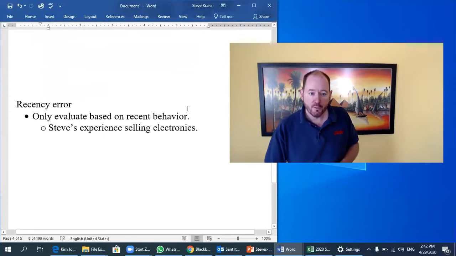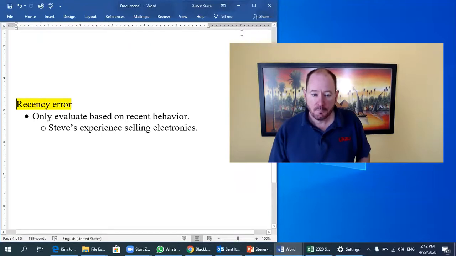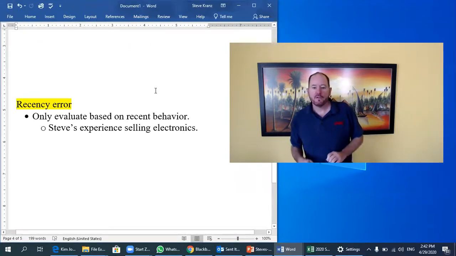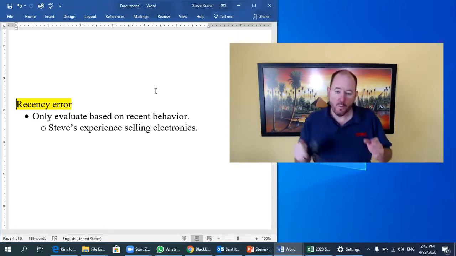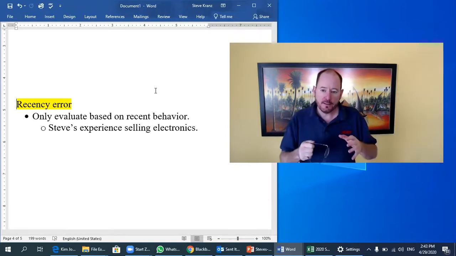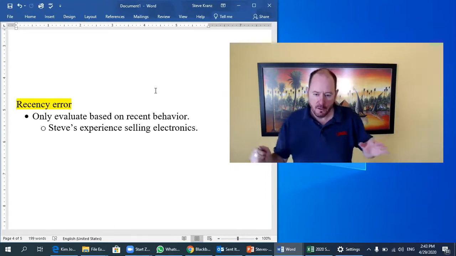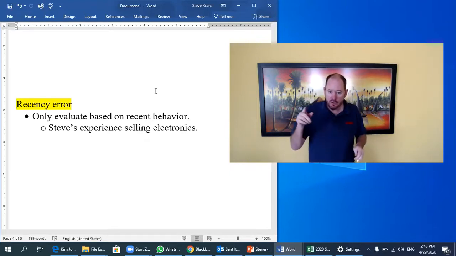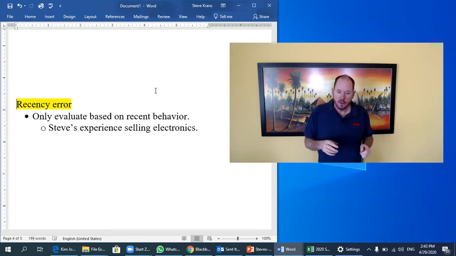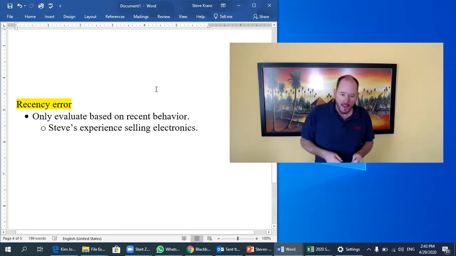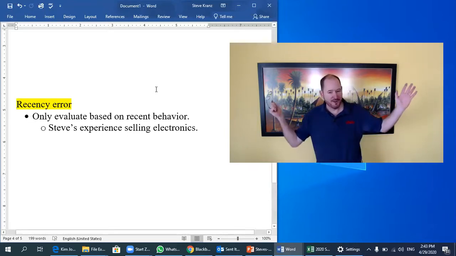And that brings me to the last error we're going to talk about. This is what is known as the recency error. The recency error is when the manager only evaluates based on the most recent experience. So not based on, remember, evaluations are typically for a whole year. So usually when you receive an evaluation, it's your evaluation of how you've been working for the past year. And I have a story on this one too.